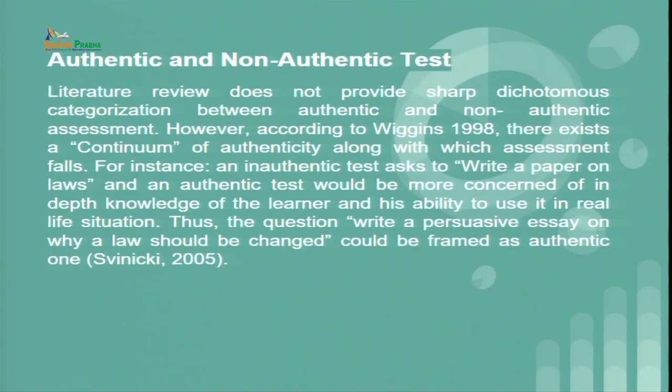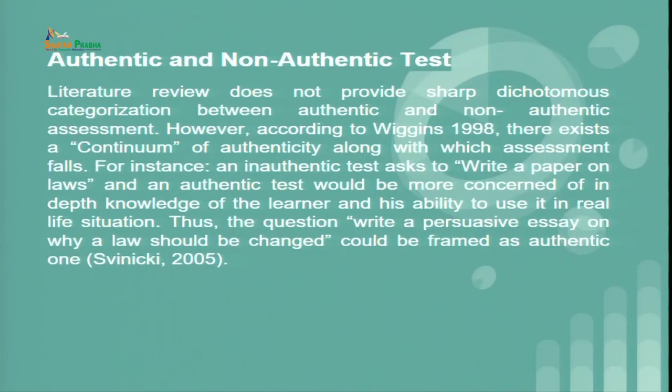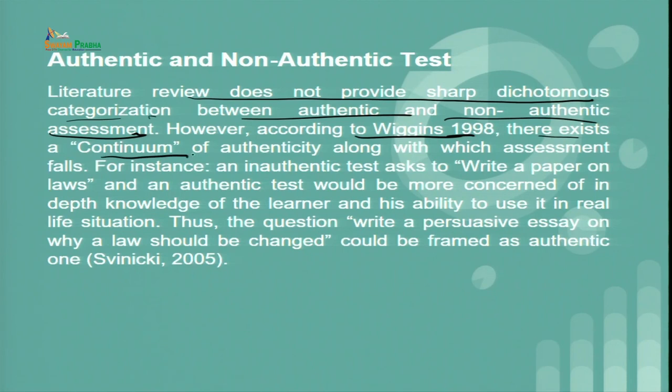Now, let us look at the two different concepts when it comes to authentic tests. One is the authentic and the other one is the non-authentic. However, there is not a sharp differentiation between these two, but I'll try to put it in the form of questions, to show how one form of question can be different from the other. If you look at this slide, you will get to know that the literature review does not provide a sharp dichotomous categorization between these two types of assessment. However, according to Wiggins in 1998, there exists a continuum of authenticity along which assessment falls.